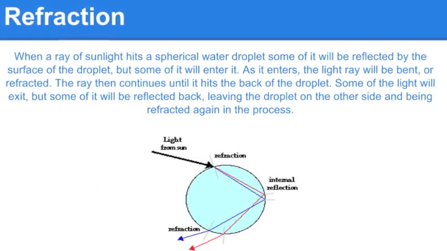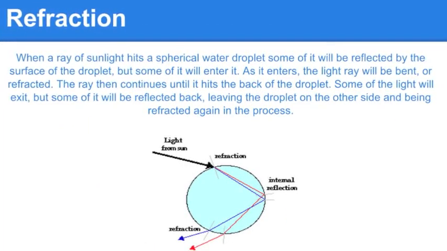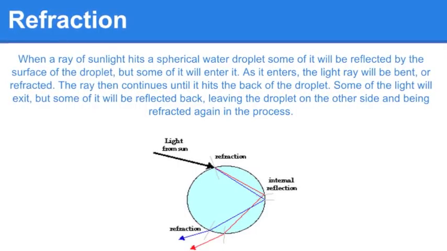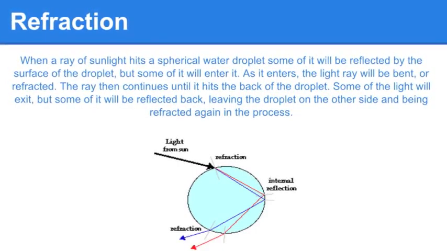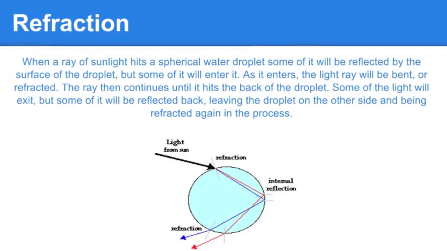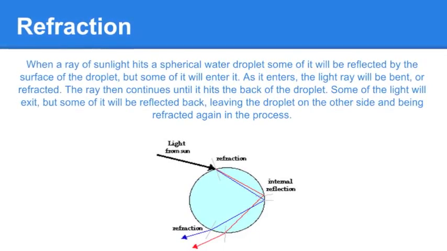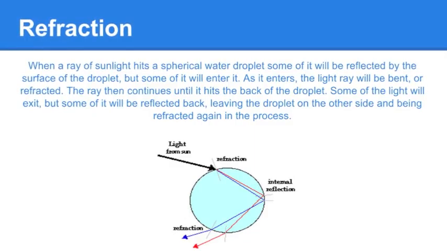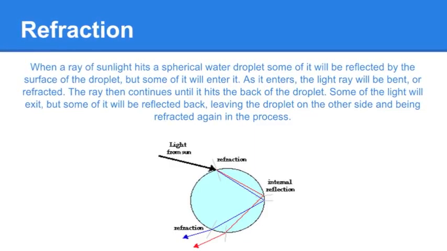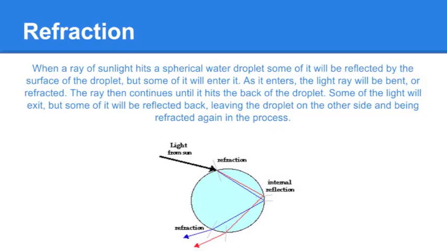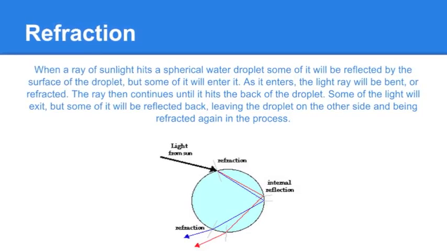When a ray of sunlight hits a spherical water droplet, some of it will be reflected by the surface of the droplet, but some of it will enter. As it enters, the light ray will be bent or refracted. The ray then continues until it hits the back of the droplet. Some of the light will exit, but some of it will be reflected back, leaving the droplet on the other side and being refracted again in the process.